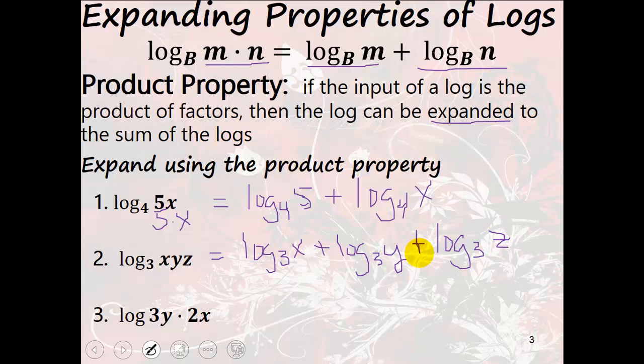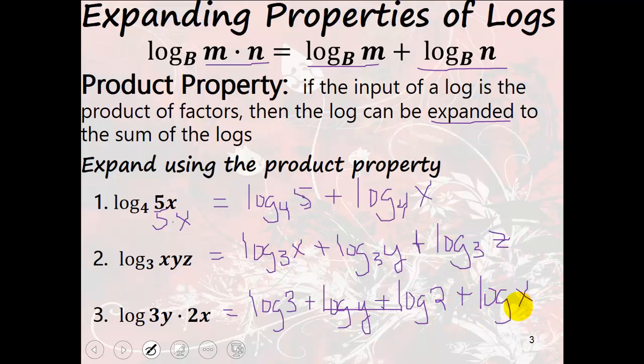Okay? Number 3, it looks like it's only 2 factors, but really there's 4 factors there. It's 3 times y times 2 times x. So we're just going to expand this to 4 terms. Log base 10 of 3 plus log base 10 of y plus log base 10 of 2 plus log base 10 of x. All right.